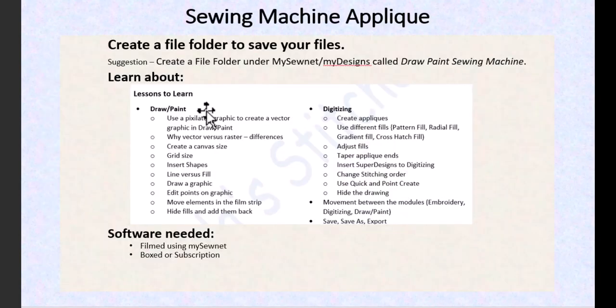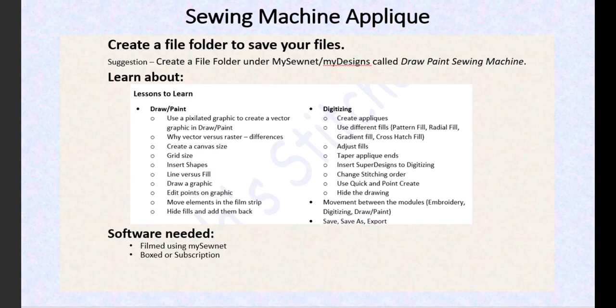But the first thing you want to do is actually create a file folder on your computer under MySewnet, My Designs, or wherever it makes sense for you, called Draw Paint Sewing Machine. Then you're going to take that piece of clip art I sent you and save it there so that you can find it later.